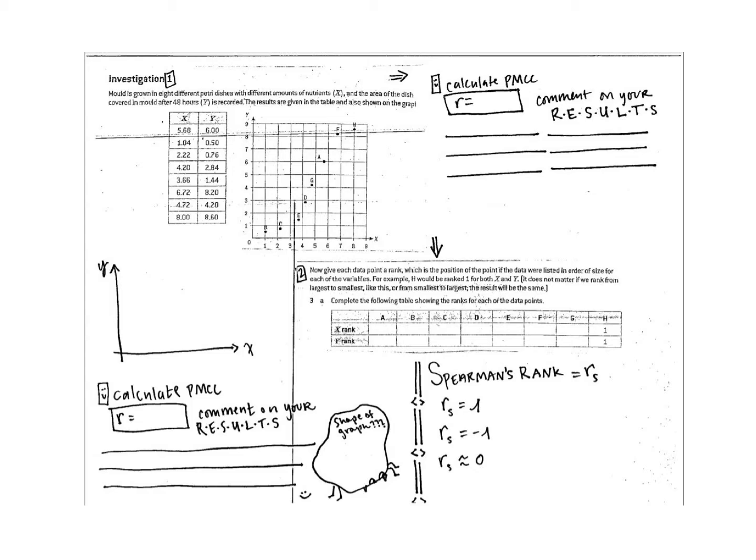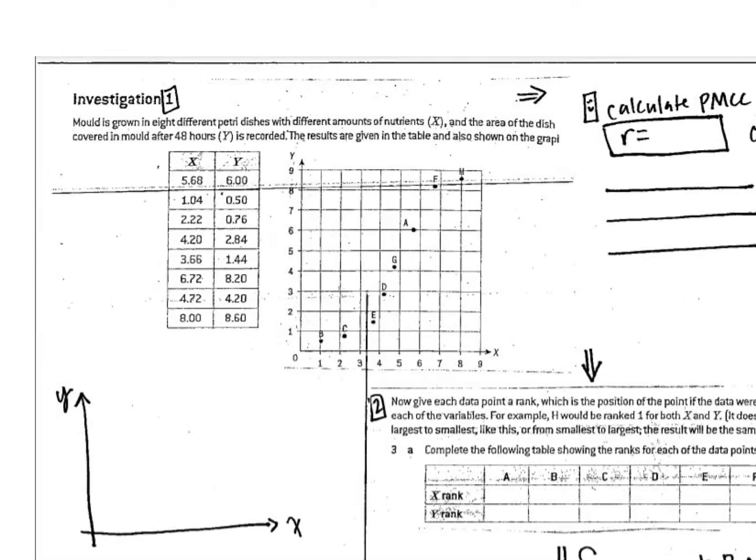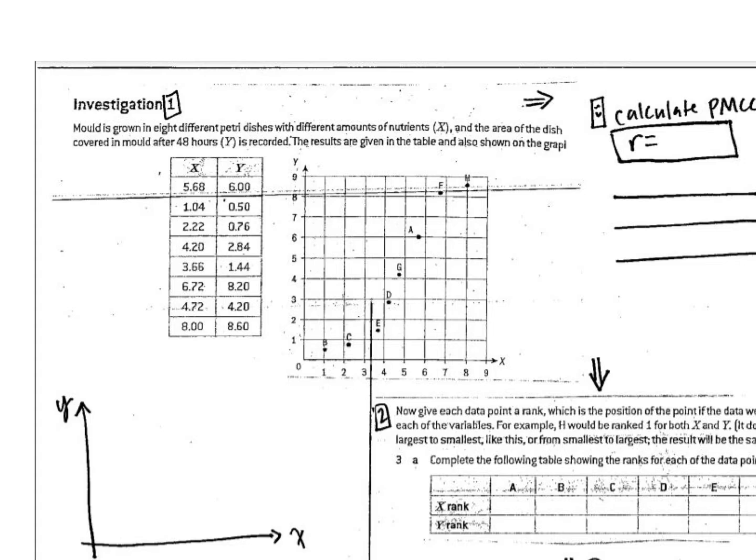This is investigation 1. I forget what page this is on, but it started at the beginning of chapter 8. It's talking about the situation with mold, and you have X and Y and this little graph. Then it says to calculate the PMCC, the R value. Remember that's from Pearson. Some of you saw that on our chapter 8 test, so just be mindful of what they're asking if you see that name.